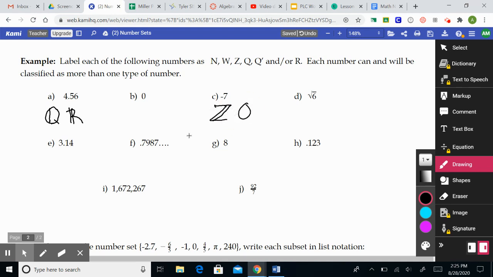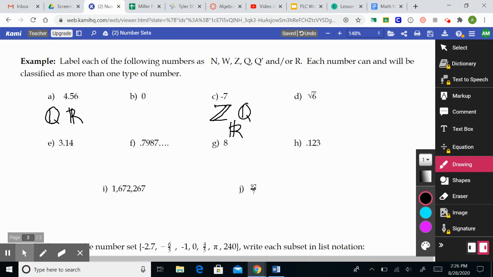And it is a rational number. And it is real. Okay, so that's what we're doing here for these examples. We'll try a couple more. Let's go with F. Is F a natural number? It's not a natural number or a whole number or an integer.